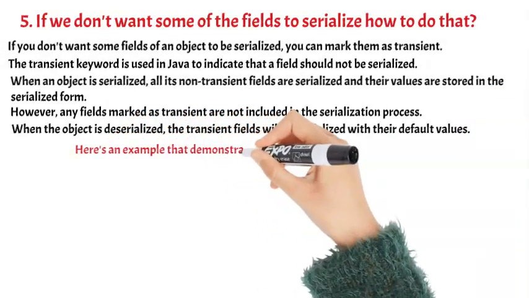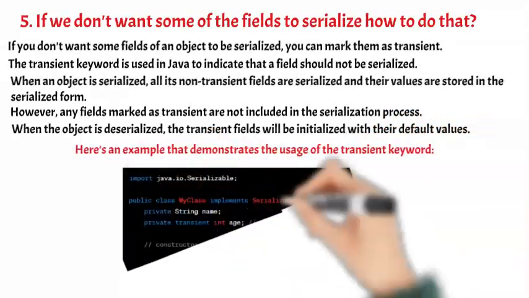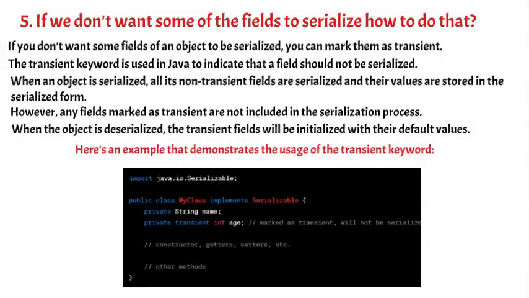Here's an example that demonstrates the usage of the transient keyword. In this example, the age field is marked as transient, so it will not be serialized when an instance of MyClass is serialized. During deserialization, the age field will be assigned its default value. Note that the transient keyword can only be applied to fields, not to methods or classes. Additionally, keep in mind that the transient fields will not be persisted during serialization, so if you need to maintain the value of those fields across serialization and deserialization, you would need to handle their values separately.